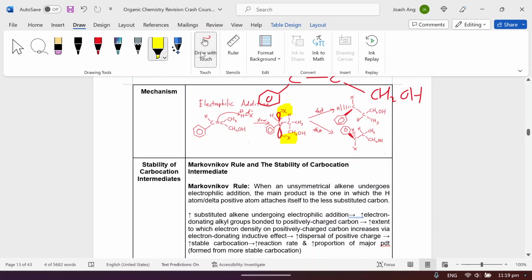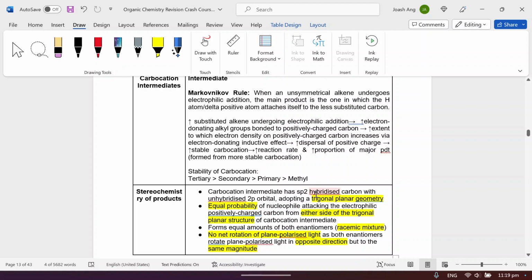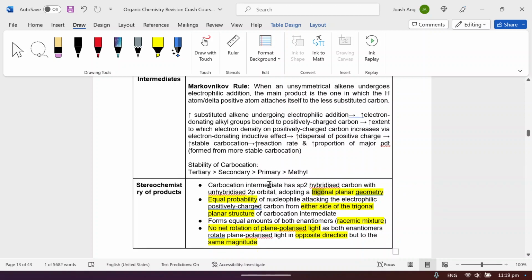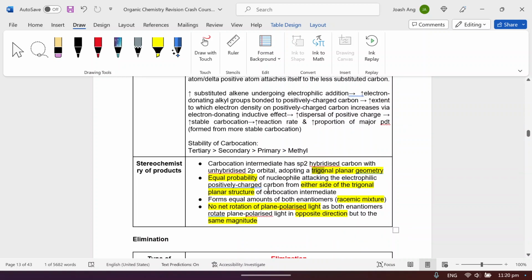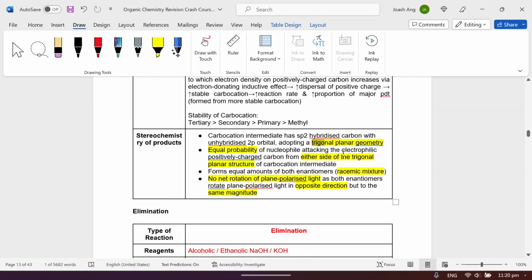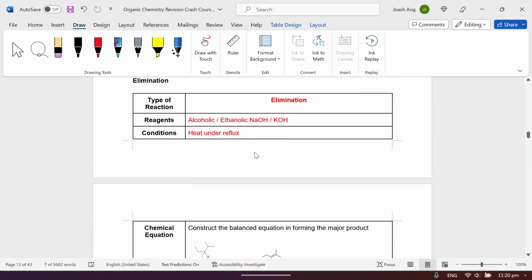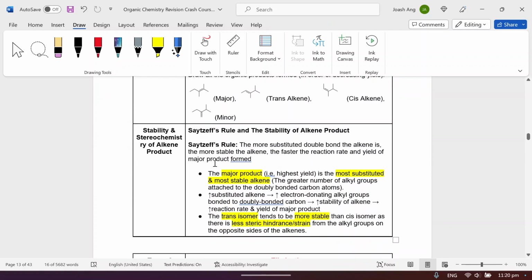Okay, so you have to state that the carbocation has a trigonal planar geometry, and there's an equal probability of the nucleophile attacking the electrophilic carbon from either side of the trigonal planar structure, and forms equal amounts of both enantiomers, which is a racemic mixture, and thus there's no net rotation of plane polarized light because they rotate the light in opposite directions but to the same magnitude. Okay, this reaction, I'll go through in the halogenoalkanes topic, so not to worry too much.